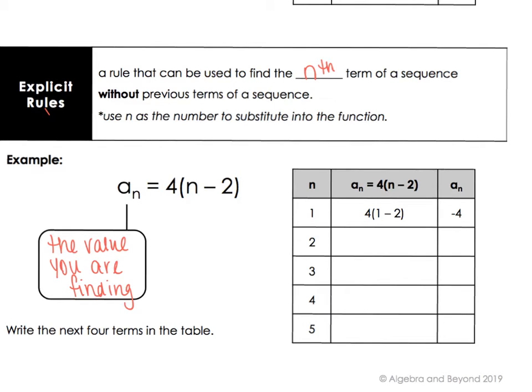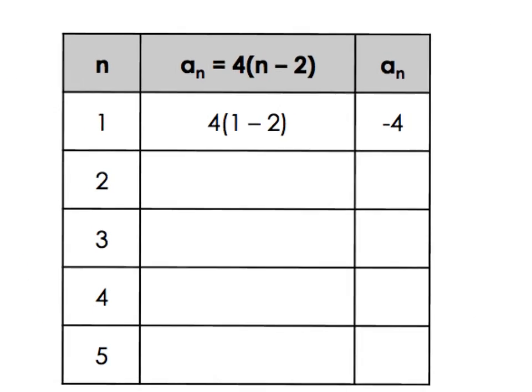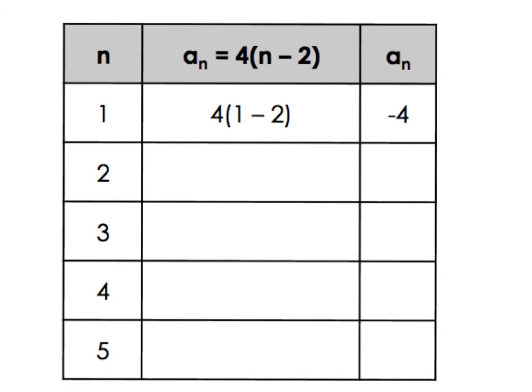So it's the value that you're finding. So let's look at this table and let's zoom in. You're going to notice this looks really similar to functions. You're going to be able to plug in your n, and then from that you can use your order of operations and get your a sub n out.